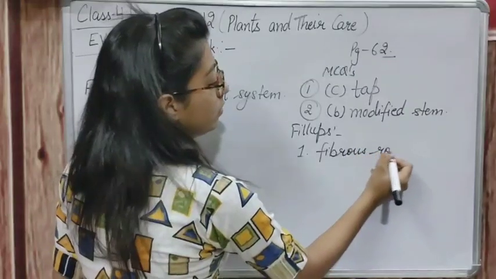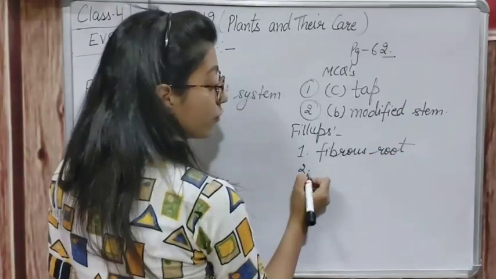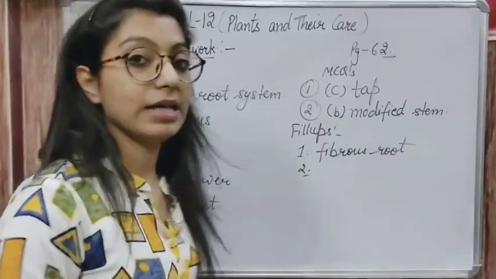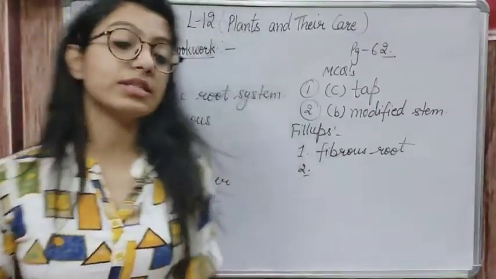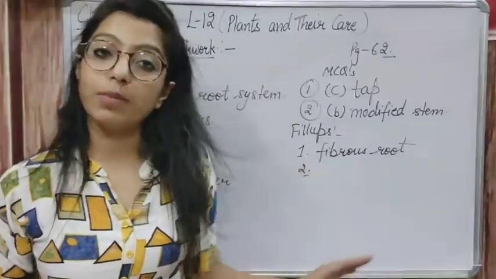Fibrous root. And what are the examples of fibrous root? Like grass, wheat, maize, millet. These are the examples of fibrous root.